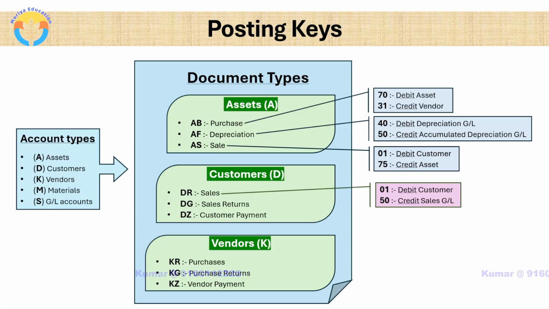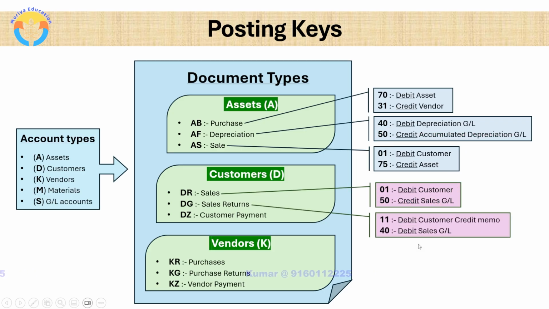In the same way, for customers we will debit the customer and credit the sales, but the posting keys are different. Here, if you see, customer is debited in both cases, so the posting key is the same, 01 here and 01 here. So credit sales GL account. Sales GL is a normal GL account that doesn't come under any category. It comes under the GL category of accounts. So 50 is used here also, posting key 50 only. This is also a normal GL account. That's why posting key 50 is used, and 01 is used to debit the customer.